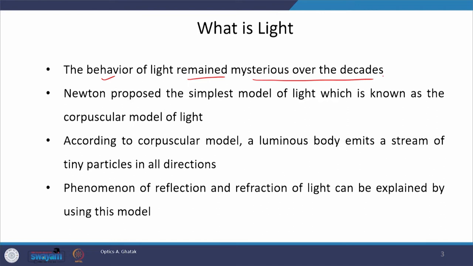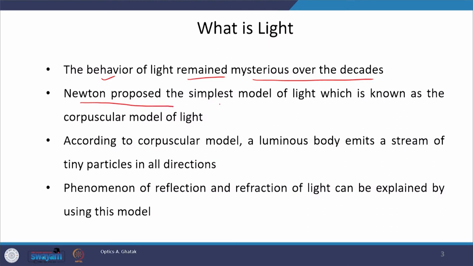But before that we will talk a bit about the history of optics, or history of light, which people discovered from time to time. Now the behavior of light remained mysterious over decades. Sometimes people were saying that light behaved like a particle, and Newton gave the corpuscular theory, wherein he told that from the light source, light comes in the form of small particles. And then Huygens told no, it's not in the form of particles, it's in the form of waves, and so on and so forth. There were several models. We will just go briefly through them.